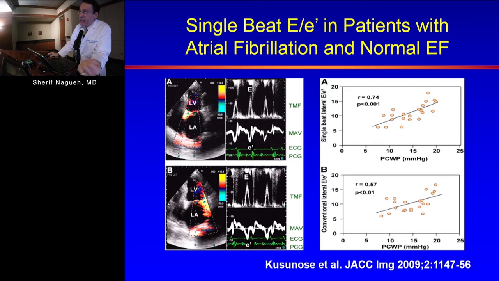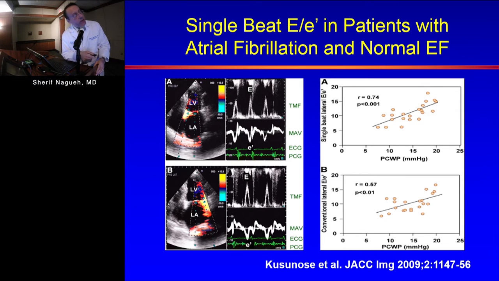Because these events happen this way, we record mitral E and annular E prime from different locations, from different cycles. It would be advantageous to try and record them from the same cycle. And there are some systems available that would allow you to record these from the same cycle. This is a study from a Japanese group of investigators that used a dual Doppler probe and recorded mitral inflow and annular diastolic velocities from the same cardiac cycle in patients with atrial fibrillation.